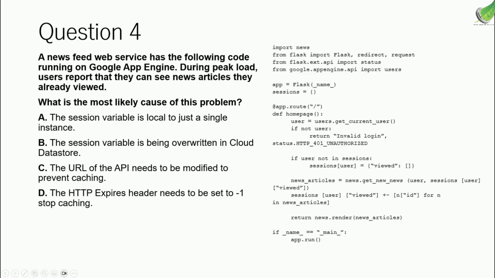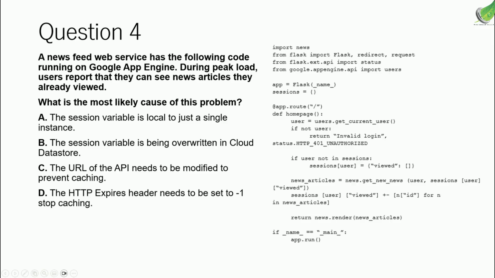During peak load, users report that they can see news articles they have already viewed. What is the most likely cause of this problem? A. The session variable is local to just a single instance. B. The session variable is being overwritten in Cloud Data Store. C. The URL of the API needs to be modified to prevent caching. D. The HTTP expires header needs to be set to -1 to stop caching.